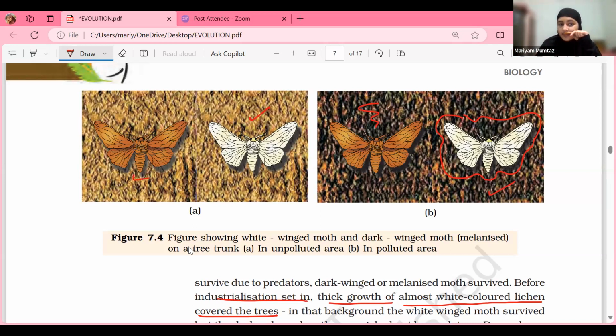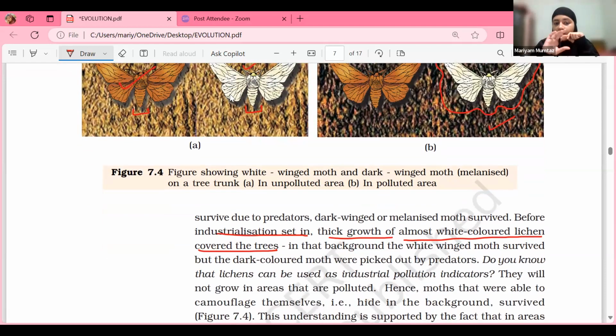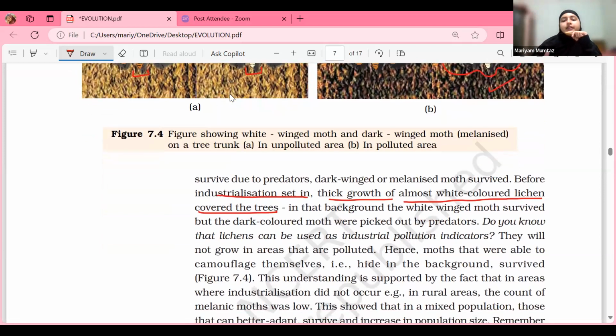Now, if at that point of time the white moth would sit on the tree, it would camouflage, right? Whereas the brown moth would be easily visible, because brown on white is easily visible, right? So when that happened, the brown moth was eaten by the predator and the white moth survived before industrialization. But the whole situation reversed after industrialization. Okay. So moths that were able to camouflage themselves, that is hide in the background, survived in both cases.